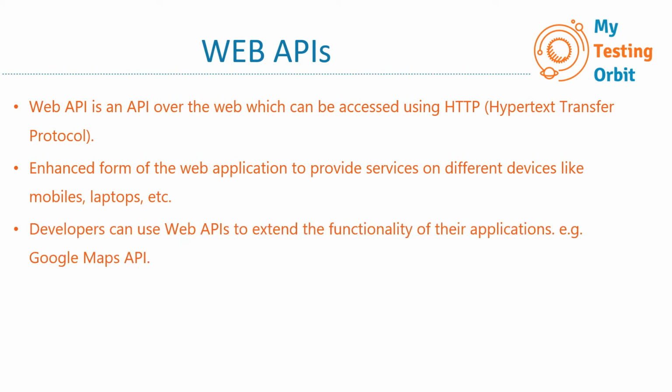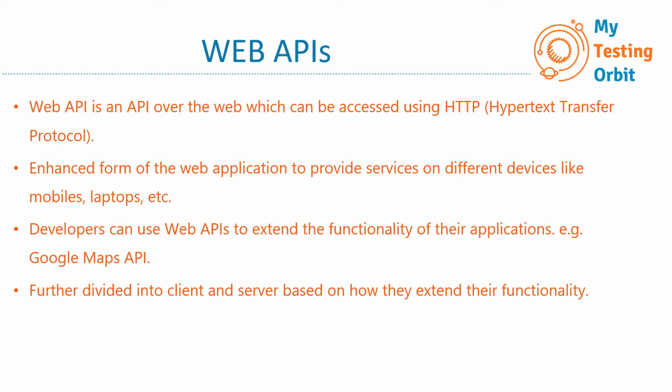Developers can use web APIs to extend the functionality of their applications. For example, the Google Maps API. The Google Maps API allows developers to retrieve data from Google Maps or embed Google Maps on their website, etc. Web APIs are further divided into client and server based on how they extend their functionality. Okay, let's have a look at it now.